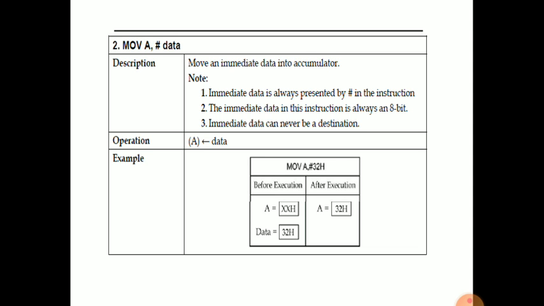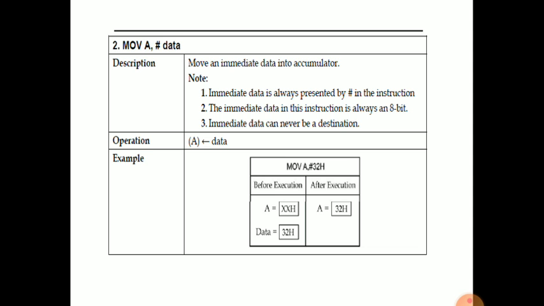And if you remember in the previous lesson on addressing modes, in the immediate addressing mode, the hash data operand should not be the destination, it should only be the source. In the operation, you can see the contents are saved directly onto the accumulator register.